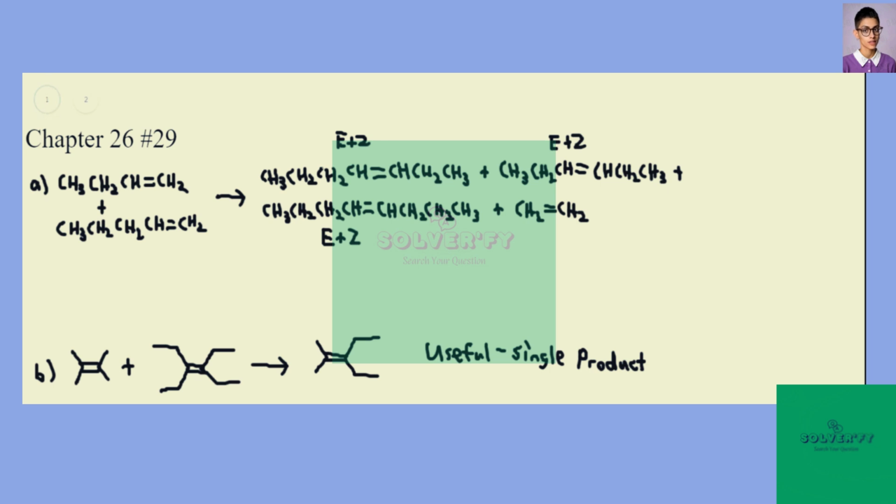When we look at part A, we see that the 2 alkenes have a group in common, that CH2, that they each have on one side of their alkene. And so that is why we only get 4 products for part A, but we get 8 for part C. And that's also why A and C are not synthetically useful, but part B is. And so that's the answer to chapter 26, problem number 29.